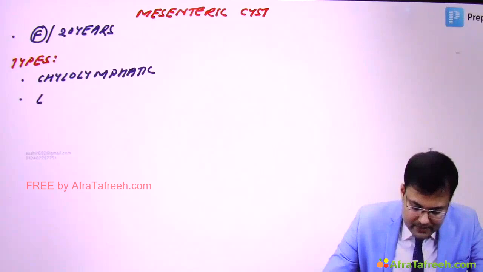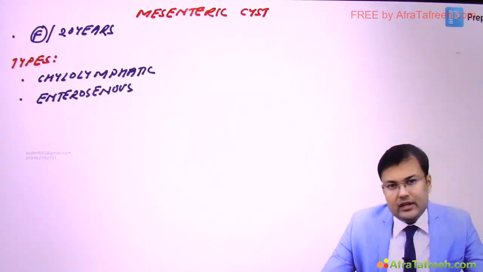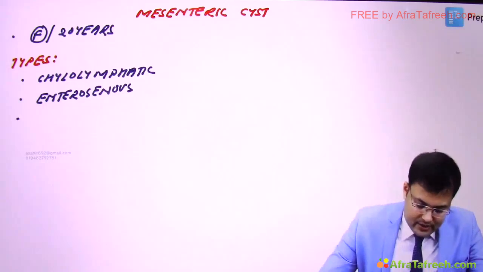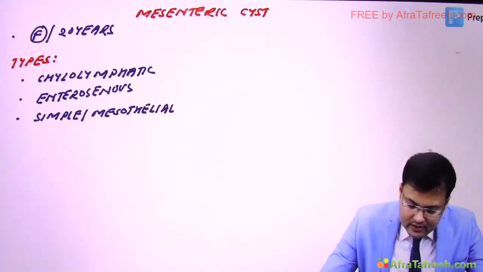Second most common type is enterogenous. Third is simple or mesothelial. And fourth, arising from urogenital remnant. So simple or mesothelial. Clear? Arising from urogenital remnant, okay, and dermoid.